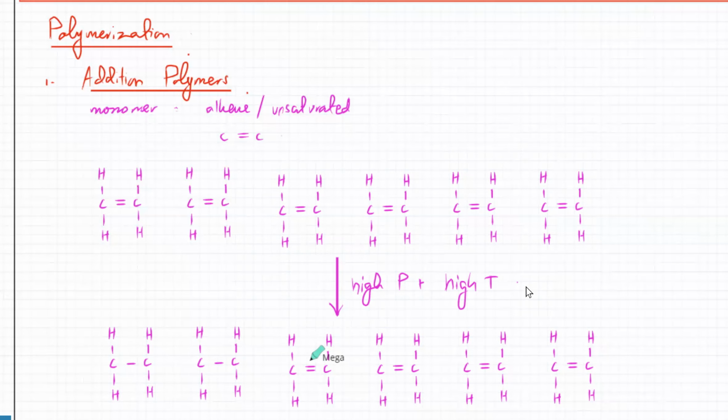Now the carbons are short of one bond, so they'll start linking up, forming a chain of many monomers joined together, forming a macromolecule. That's what this polymerization is all about, and that results in the formation of a very saturated carbon chain. So that is what addition polymerization is. Is that clear? You've done that in O-levels as well. You're doing this again now. Is that clear?